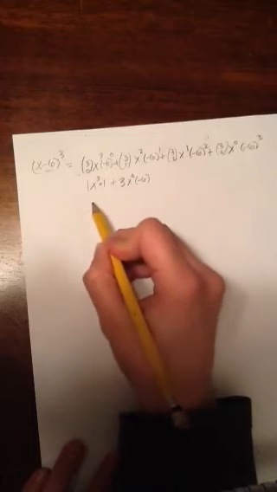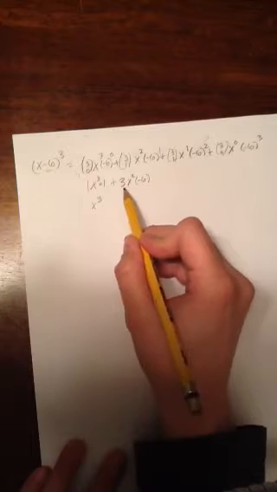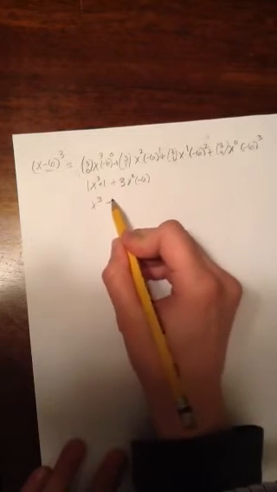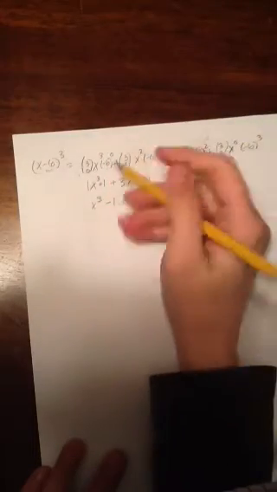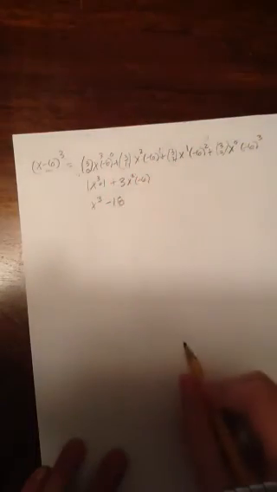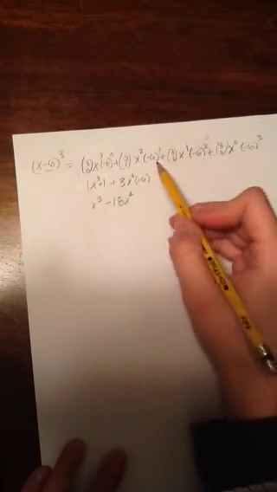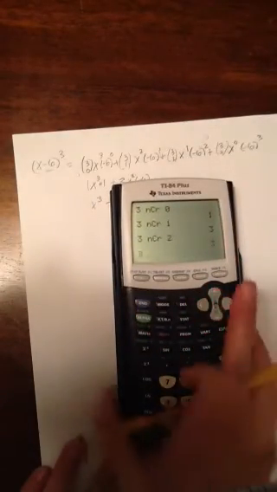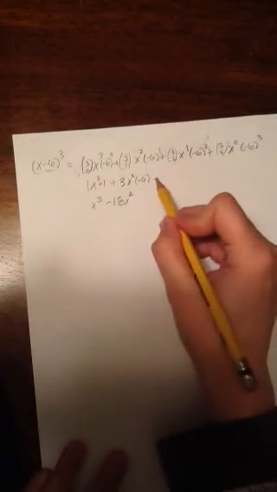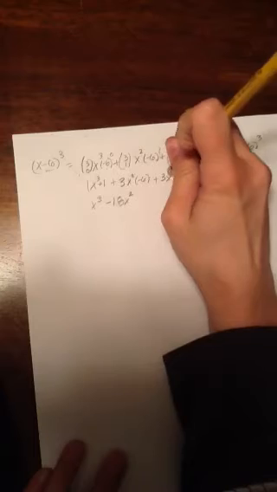So when I evaluate this one, the first one is just x cubed, but when I do this one I have 3 times negative 6, which gives us negative 18. So negative 18x to the second. And then 3 choose 2, if you go back to your calculator, is also going to be a 3. So I have plus 3x to the first, which we can just write as x now.